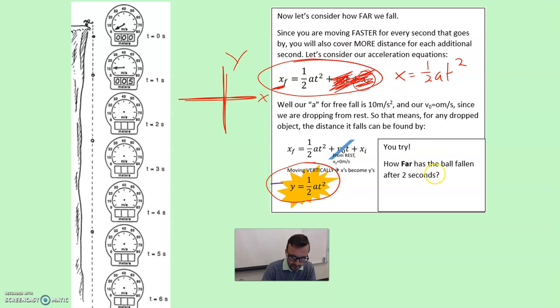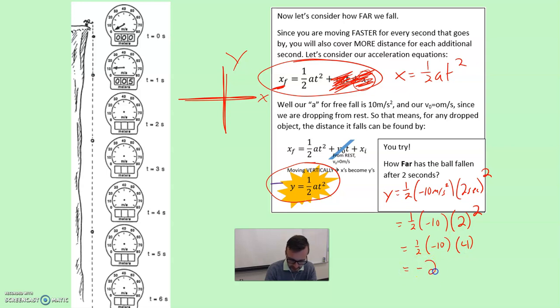All right, so let's try this out. How far has the ball fallen after 2 seconds? After 2 seconds, let's see. y equals 1/2 times negative, we're going to use 10 meters per second squared, times 2 seconds, and that's going to be 1/2 times negative 10 times 2 squared, which is going to be 1/2 times negative 10 times 4. That's going to be half of 40, or negative 20 meters. Now, why negative is because we're falling down, right? Down is usually negative. But what that means is that after 2 seconds, we will have covered 0 to negative 20 meters, or 20 meters. So after 1 second, you cover 5 meters.